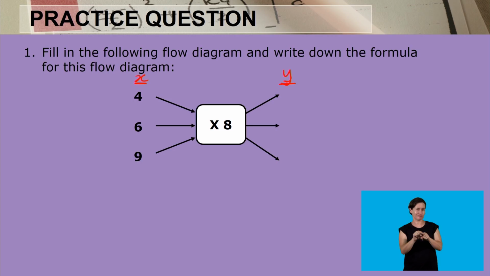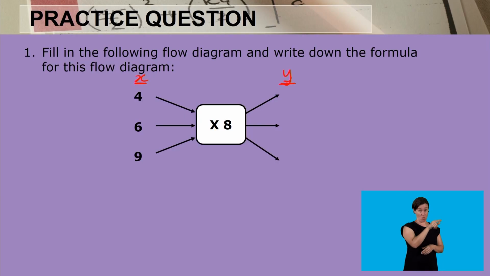In the middle of our flow diagram, we have been given the rule that we are supposed to apply. Whatever is there, we need to apply it to the input value in order to get the output value as a result. Remember, the output value is a result from using our input value. So let's see how we can get those output values from the given rule. Using 4 as our first input value, we are going to multiply that 4 by 8. When we say 4 multiplied by 8, what is the answer? If you have 32, then you are correct.